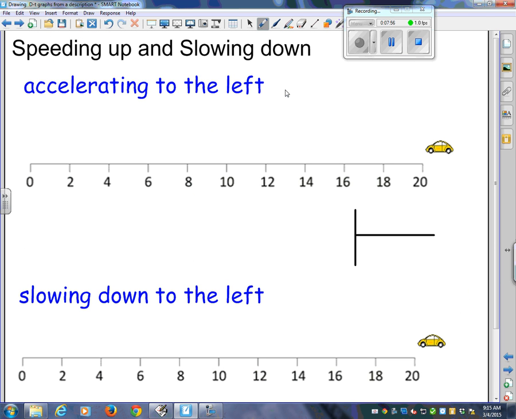Now here you get to draw your little car. You can draw it as fancy or as non-fancy as you want. If you want to put an X, be my guest. But show the car accelerating to the left and slowing down to the left.